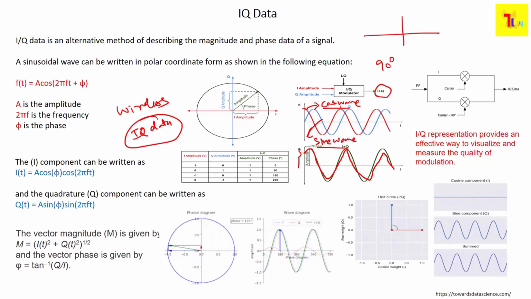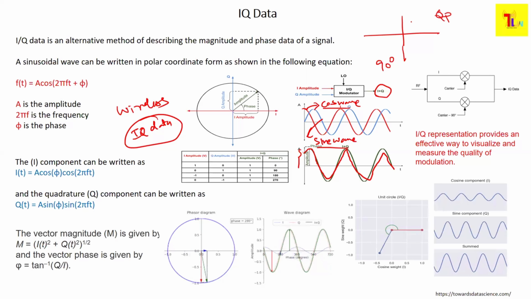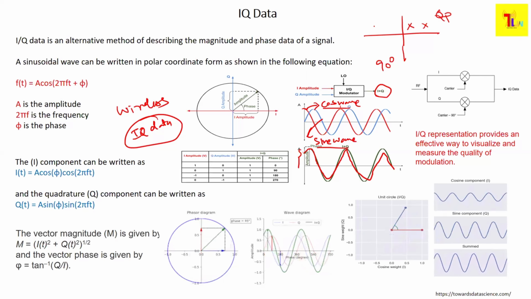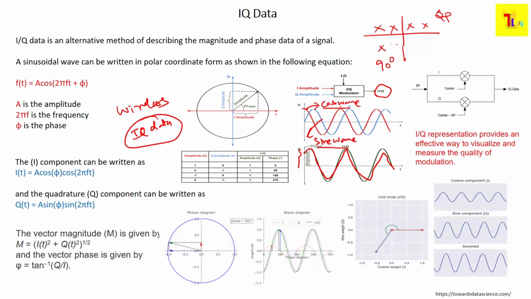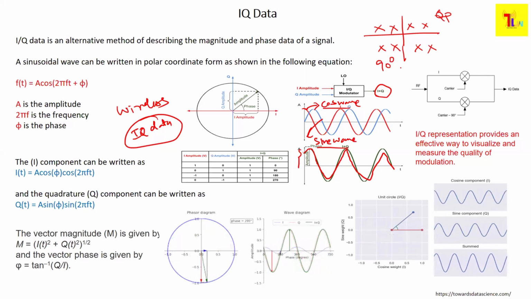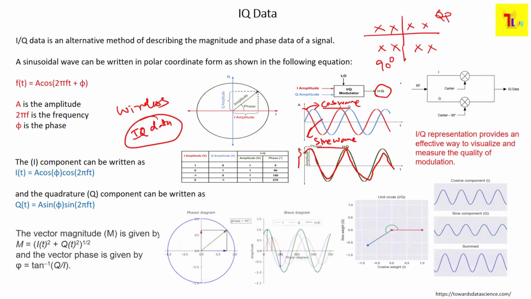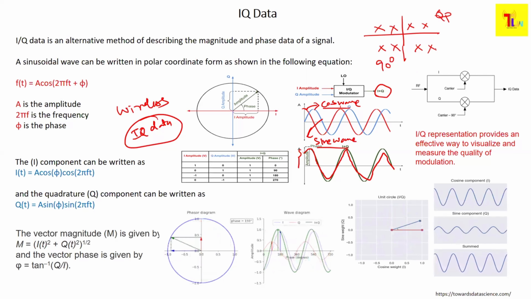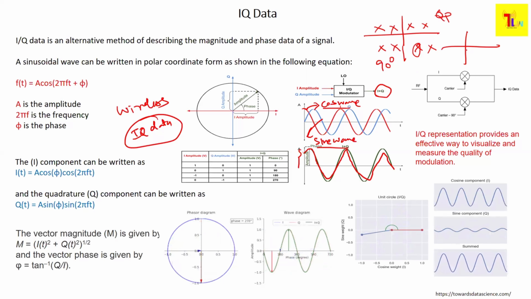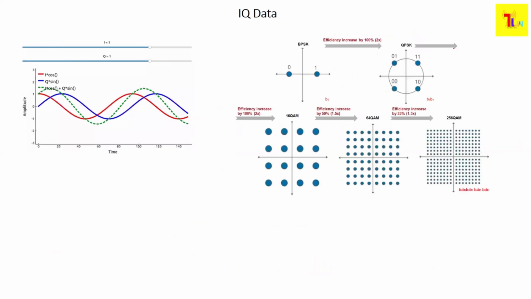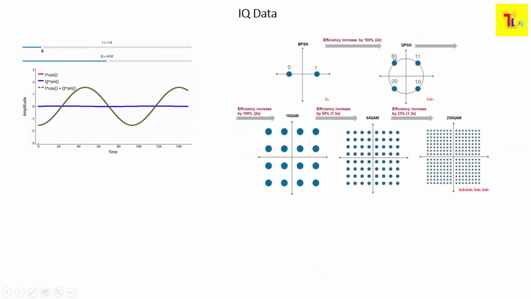For example, QPSK. QPSK will have four symbols, correct? Sorry, I'll show you that. See, QPSK will be like this. Okay, this is QPSK. That means each point will be represented by 2 bits. Each symbol, this each point is nothing but a symbol, is represented by 2 bits.